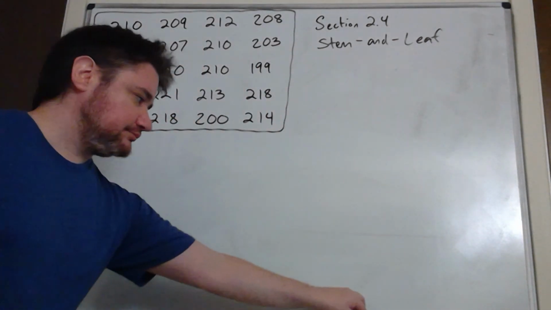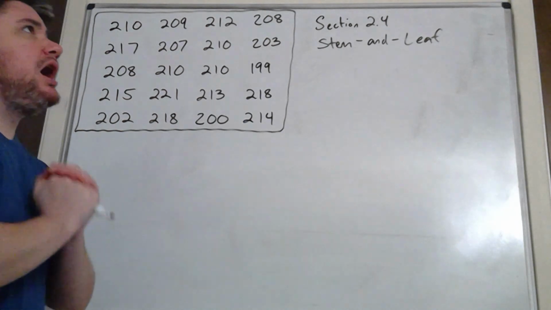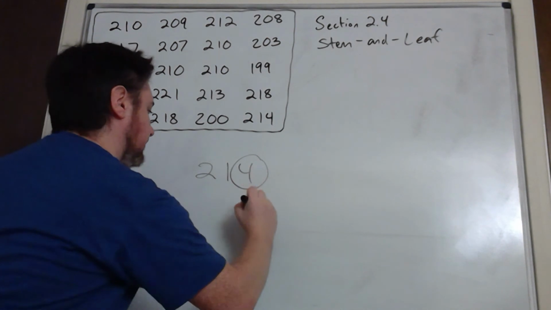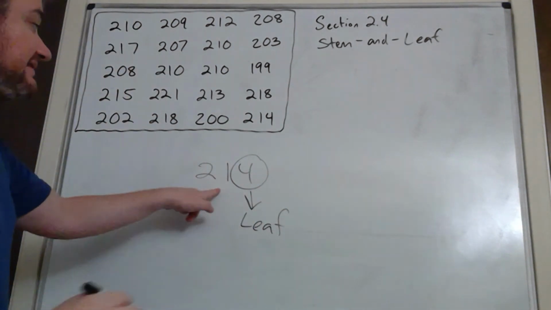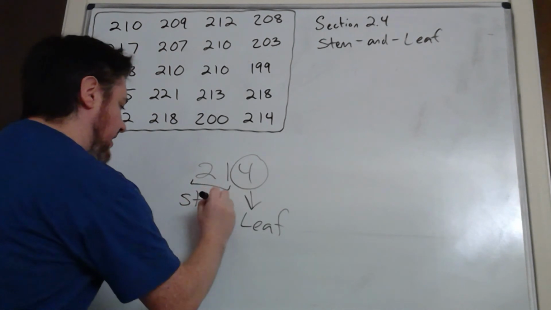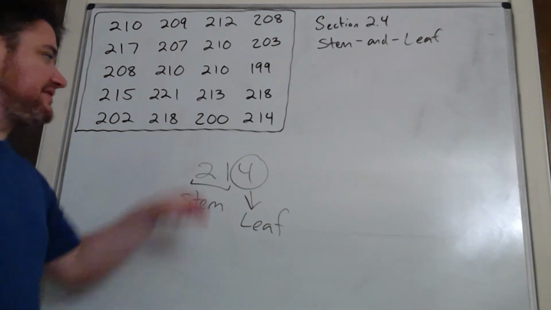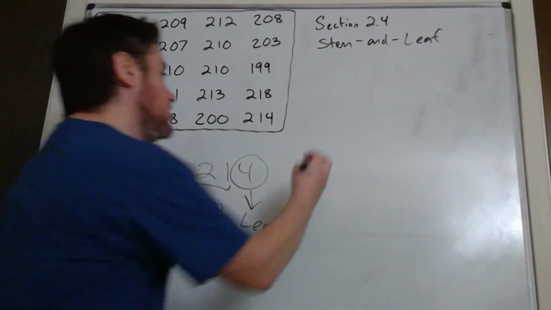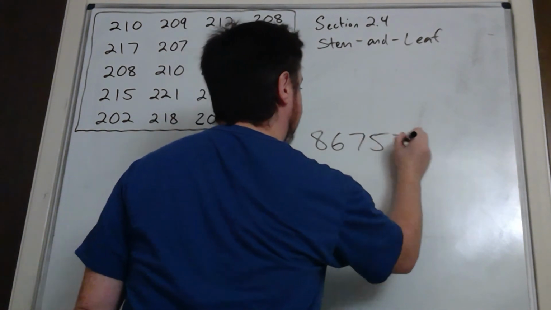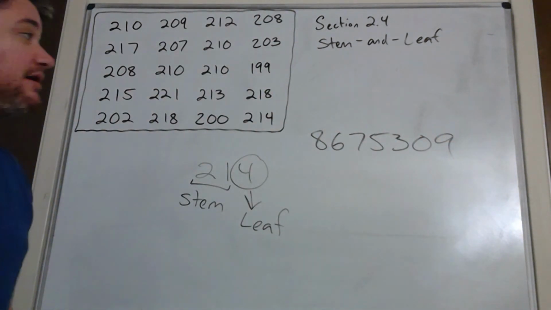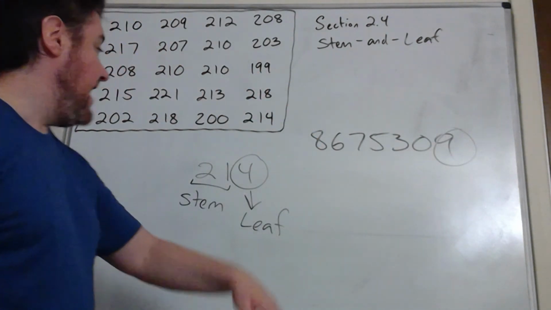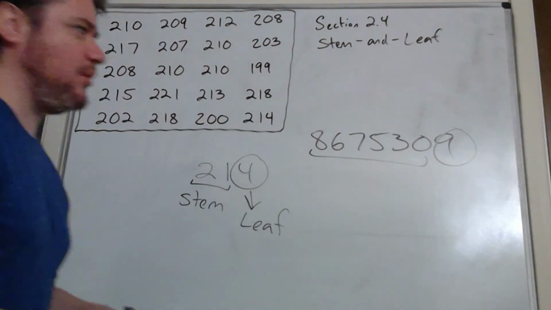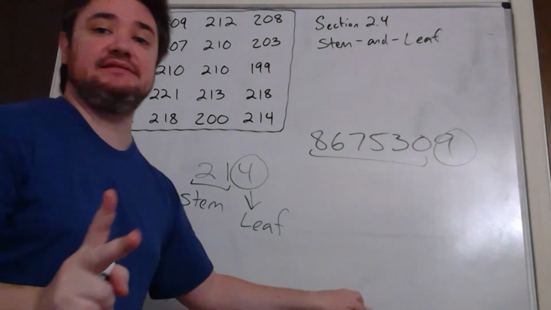Stem and leaf. So to me, that's a fun name. Basically, if I've got a number like 214, this is the leaf, right? And this is the stem. And with any number, no matter how long your number is, the very last digit, the rightmost digit is what the textbook says is the leaf. Everything else is the stem. So if you've got 8675309 as a number, your leaf is the number 9, and your stem is 867530, right? So the stem is as long as necessary. The leaf is always that very last digit.